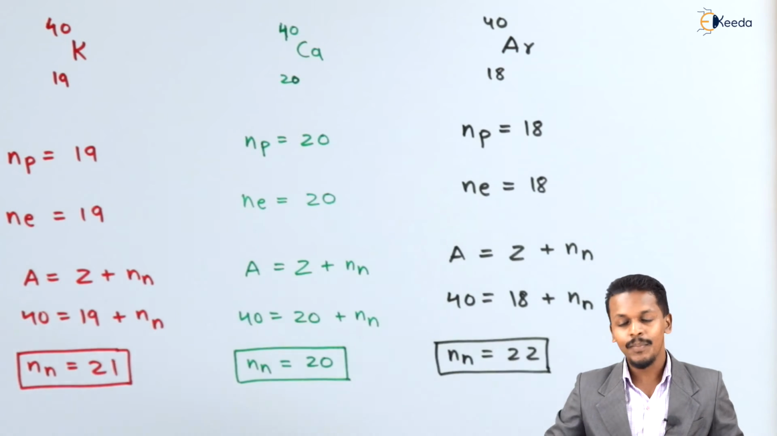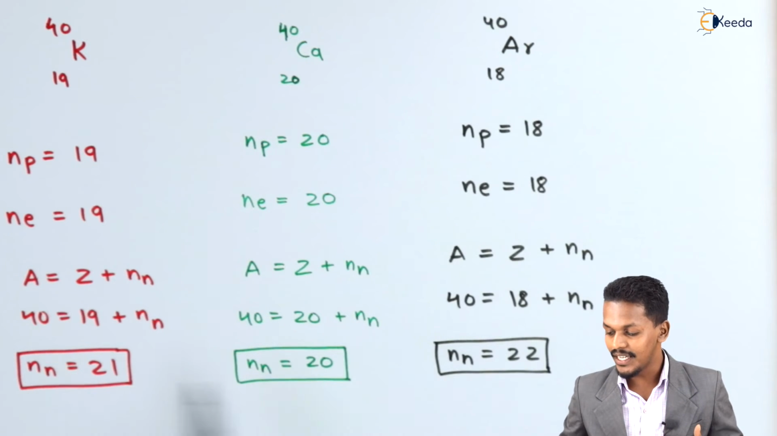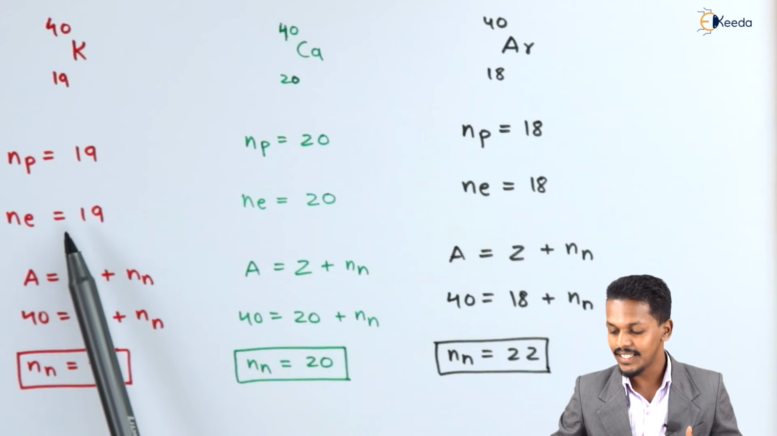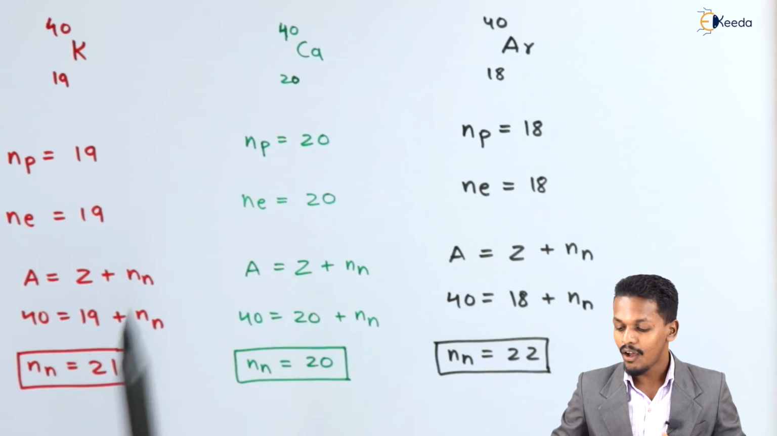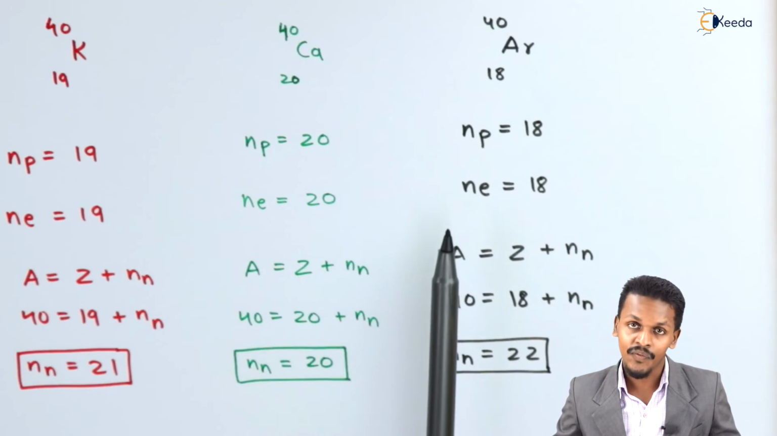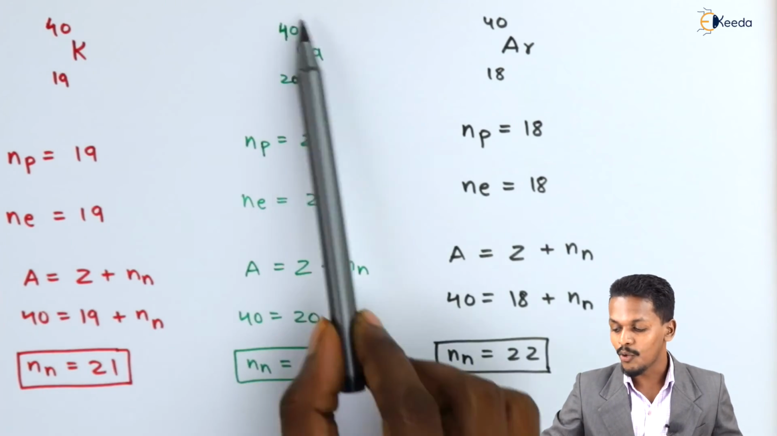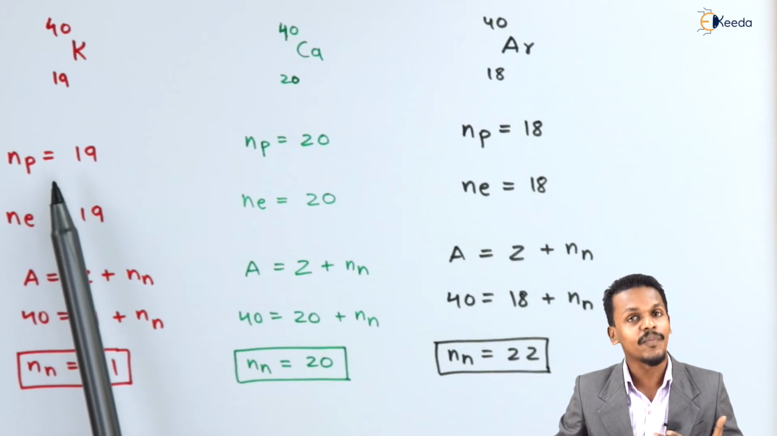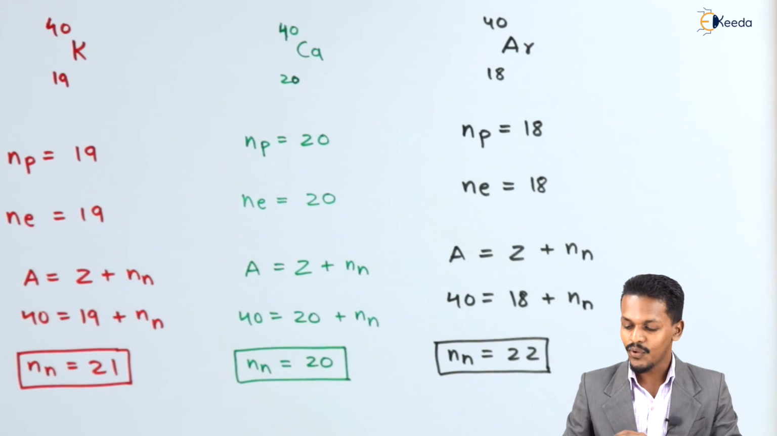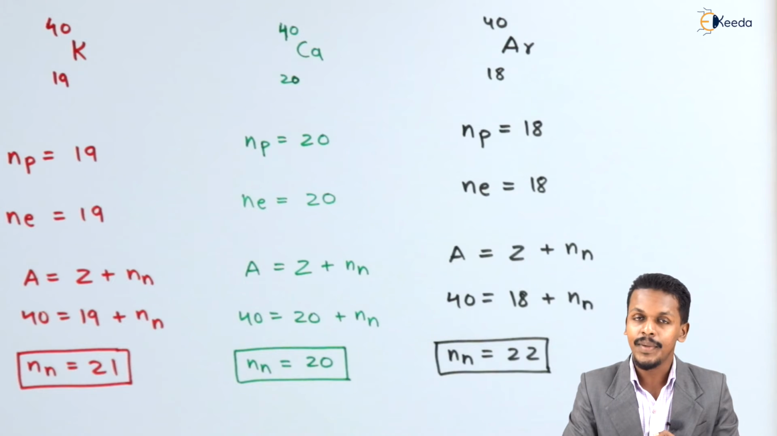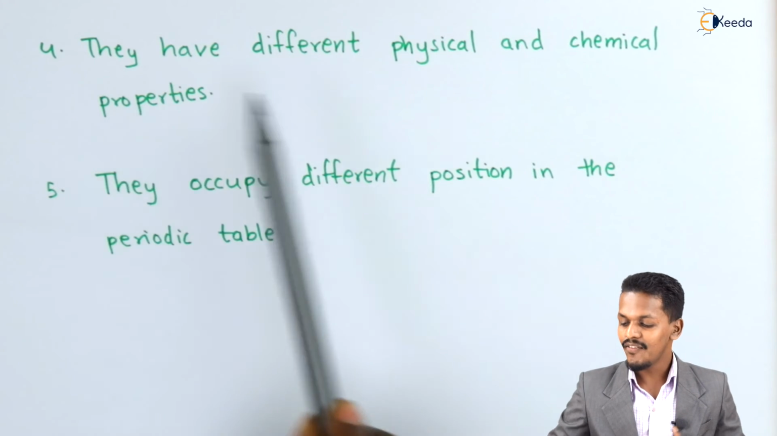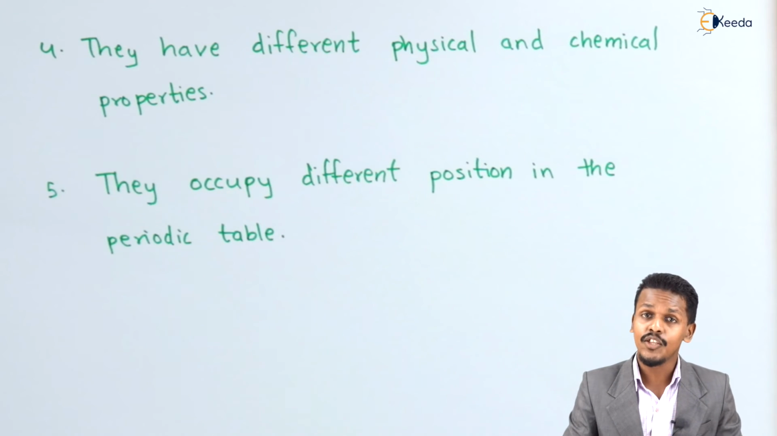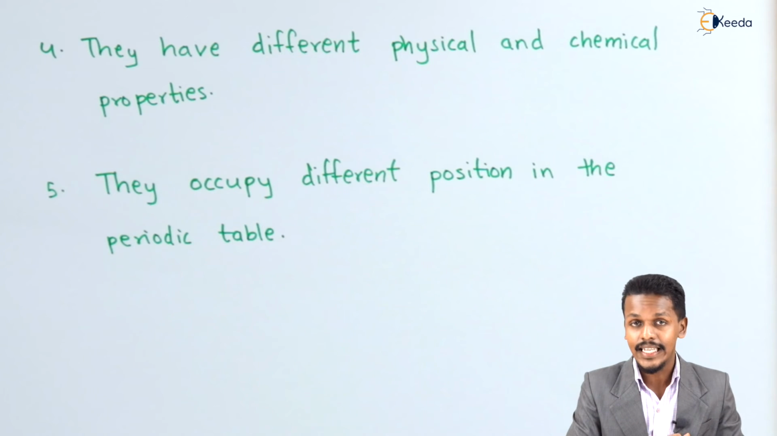So in all these examples, we have seen that not only are the numbers of neutrons different, but the numbers of protons and electrons are also different, which makes all of these isobars of each other, because they all have the same atomic mass number but different physical and chemical properties depending on the number of protons and electrons they have. This was related to the third point, and now the next point in the characteristics of isobars: they have different physical and chemical properties, obviously because these isobars are of different elements.